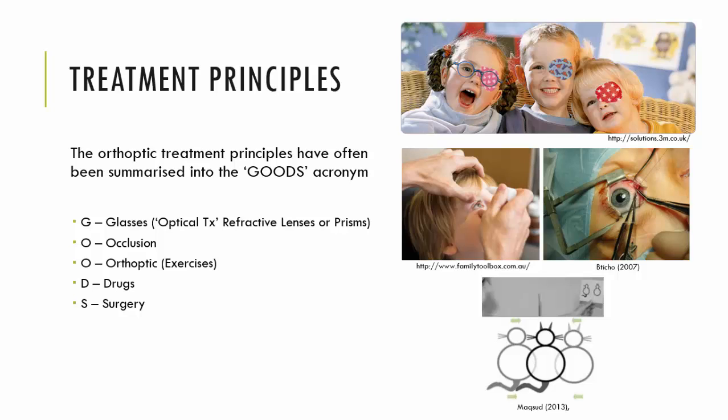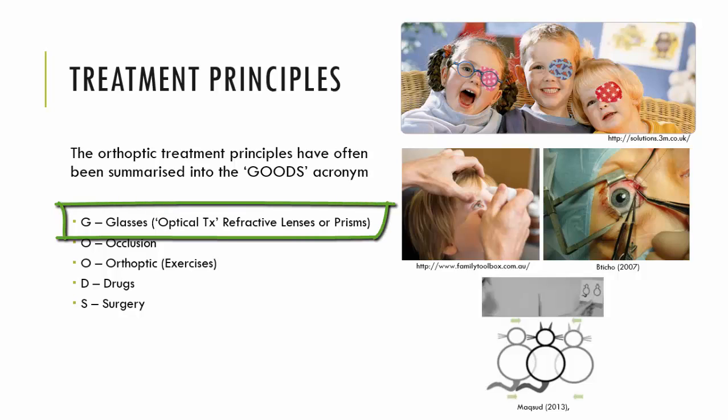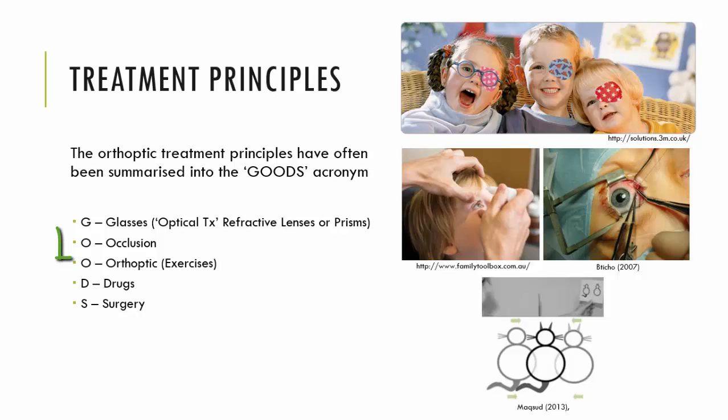So when we have a patient with an ocular motility disorder, one of the first things we need to consider is, do we need to correct refractive error? In other words, prescribe glasses, or do we need to prescribe prisms? And that comes into the first category of treatment options, glasses. Once we've considered glasses, we then need to consider whether a patient requires occlusion. And what we're referring to here is the treatment of amblyopia. So you always prescribe glasses before you prescribe amblyopia treatment.